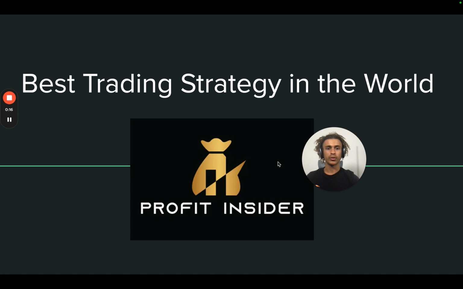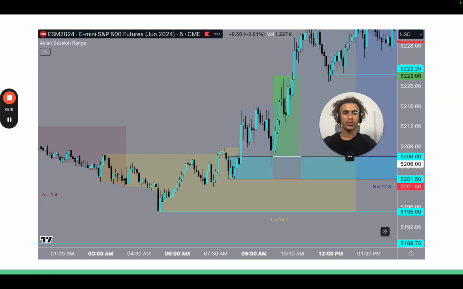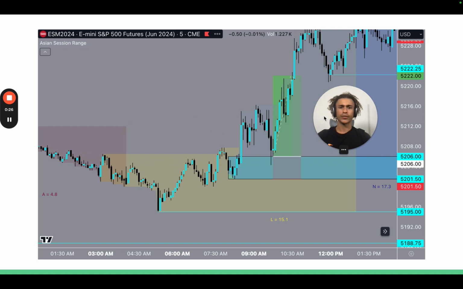So first, we're going to do a trade breakdown. This was a trade that I took on Monday with the premium community. This was a trade off a break and retest, right? So why did we take this trade? First, let's dissect what all these lines are. These are the different sessions. This is Asia session, this is London session, and this is New York session in blue.